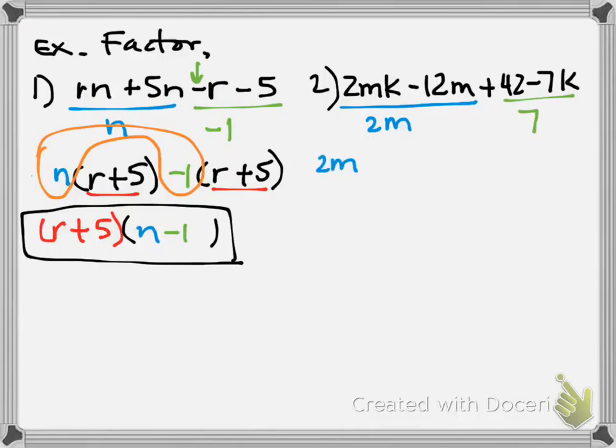So I get 2m times, and then let's see, 2mk divided by 2m is k, and then minus 12m divided by 2m is 6. And then over here, oh, by the way, that's a positive 7, so I'm going to pull out a positive 7, and left behind is going to be a 42 divided by 7 is 6, and then negative 7k divided by 7 is negative k. Did we get our match? No. Okay. But what do we call these two terms?